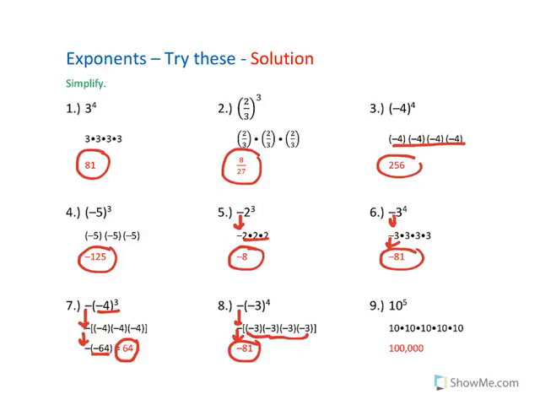Same thing as on the other slide. 10 to the 5th, we have 5 factors of 10. 5 zeros. Answer is 100,000. How did you do?